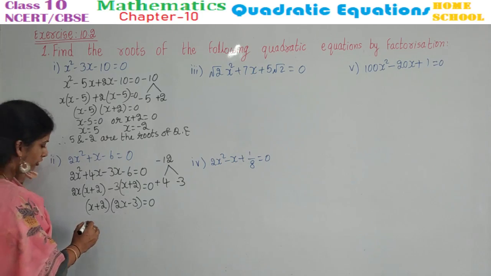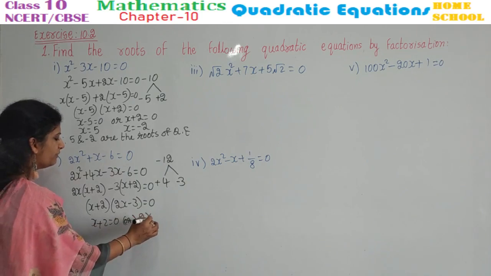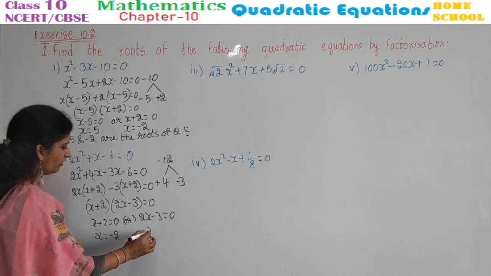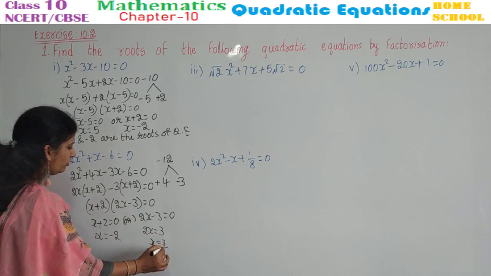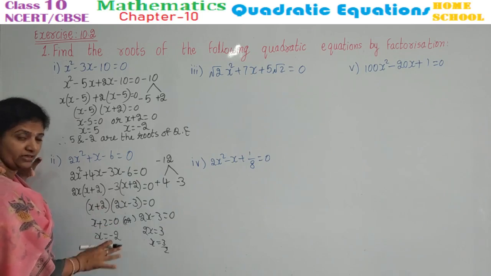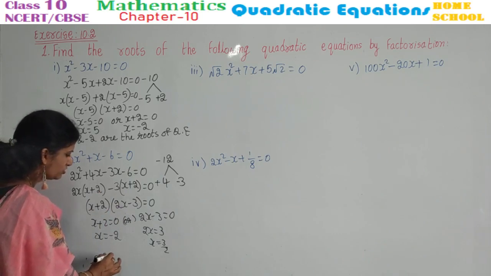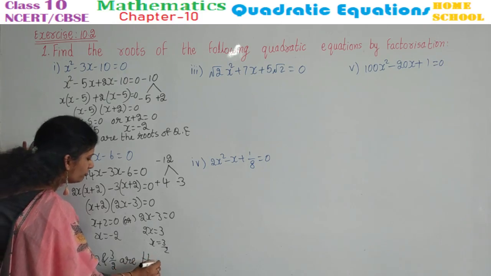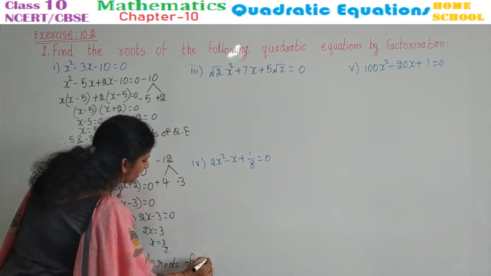Now equate to 0. X plus 2 equal to 0 or 2x minus 3 equal to 0. Plus 2 if it comes this side, minus 2. And 2x is equal to minus 3, it becomes 3. x is equal to 3 by 2. This is the way, this is the first method, factorization method. By this method, we are getting the roots. Therefore, minus 2 and 3 by 2 are the two roots of the given quadratic equation.